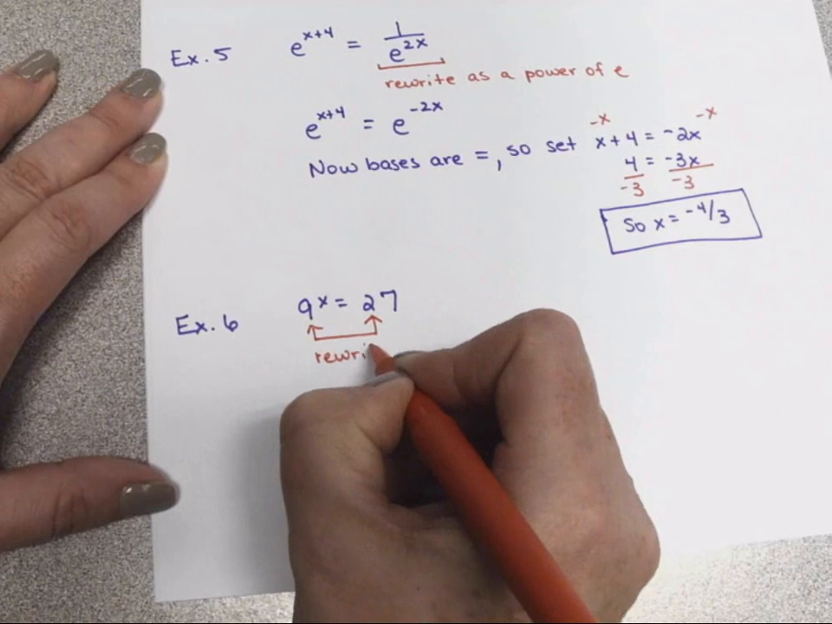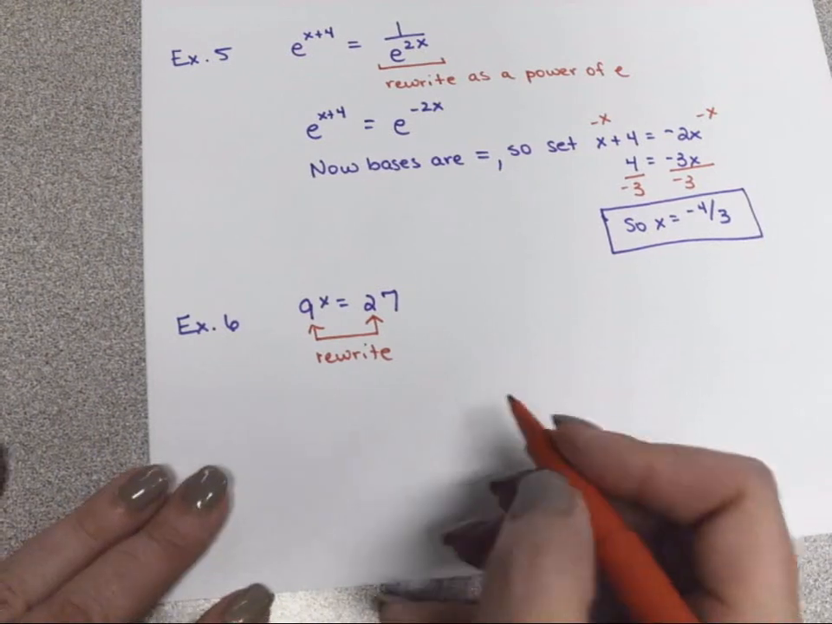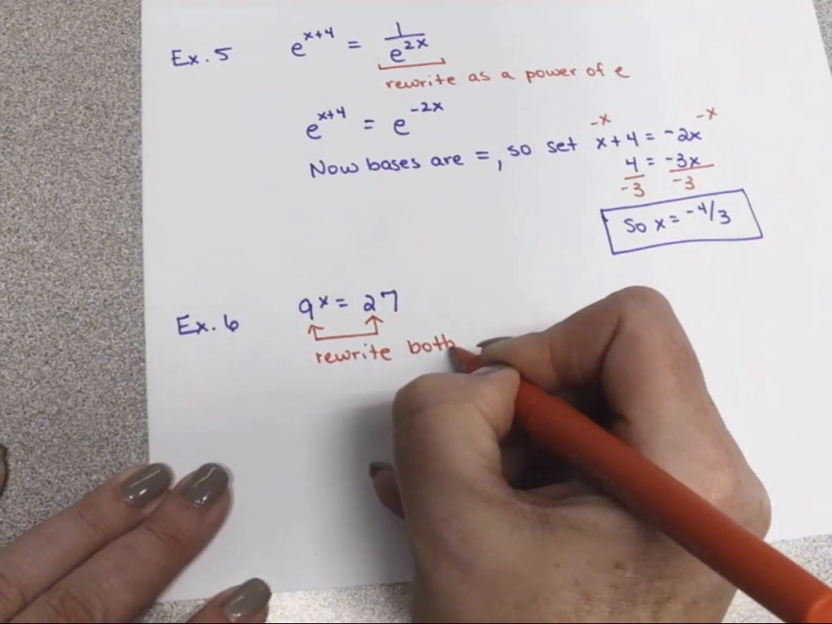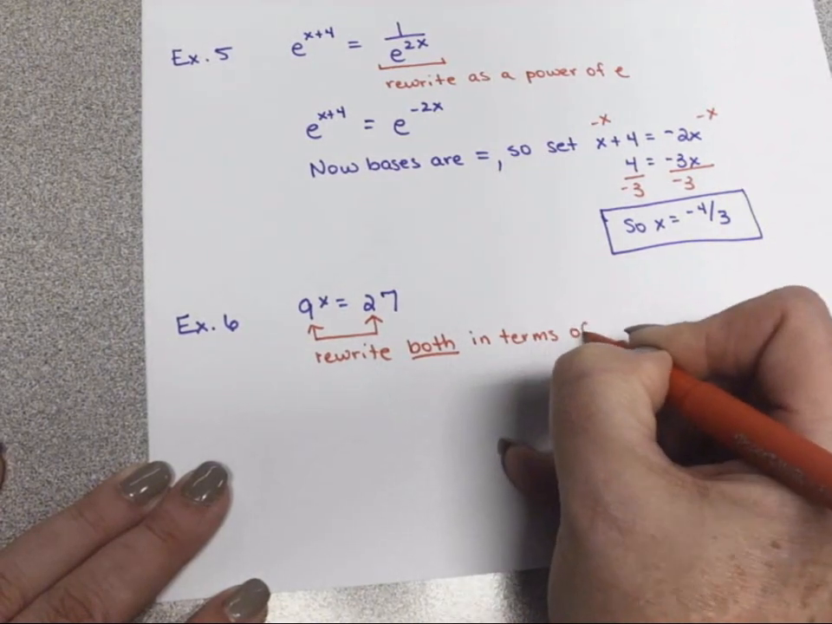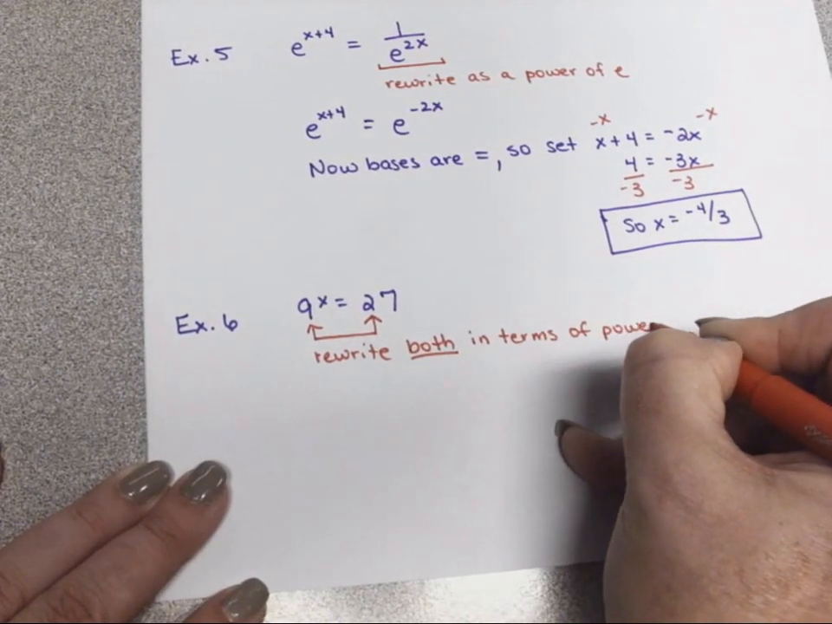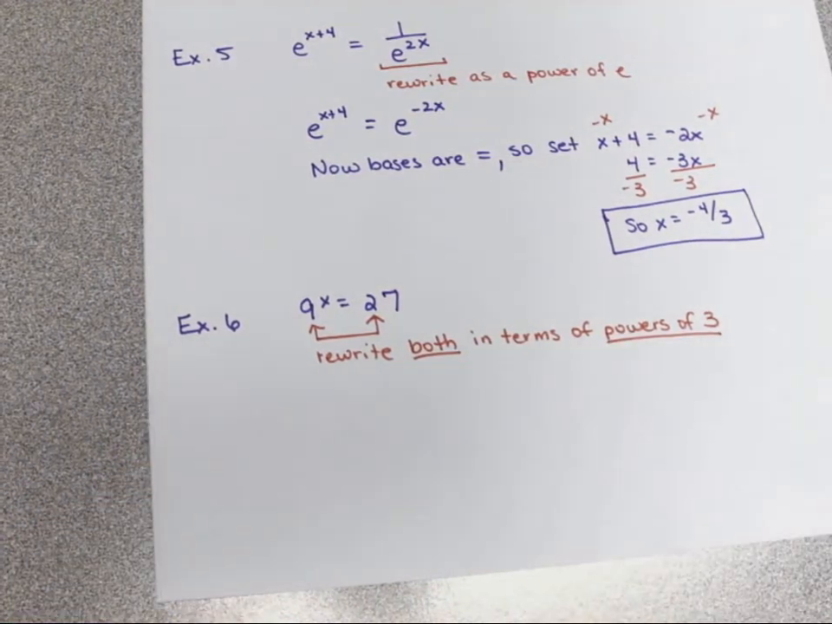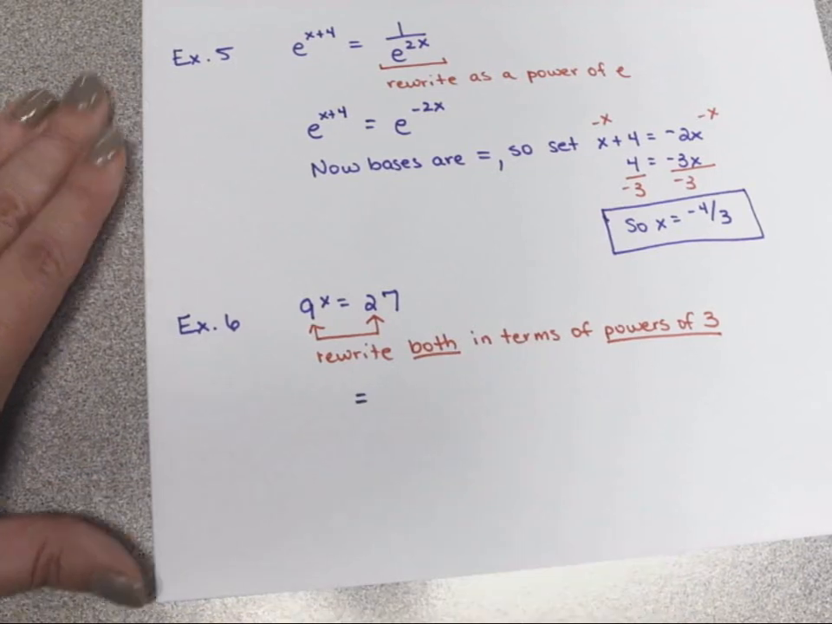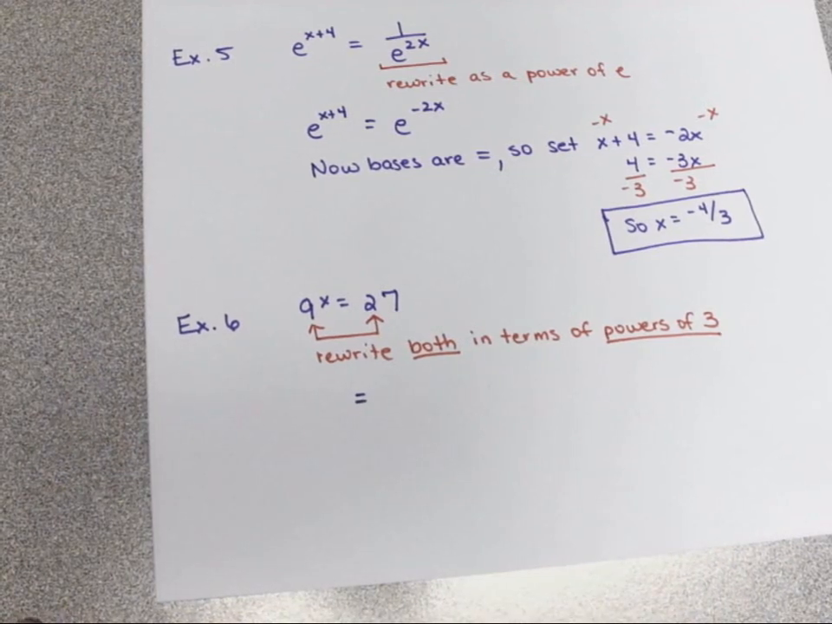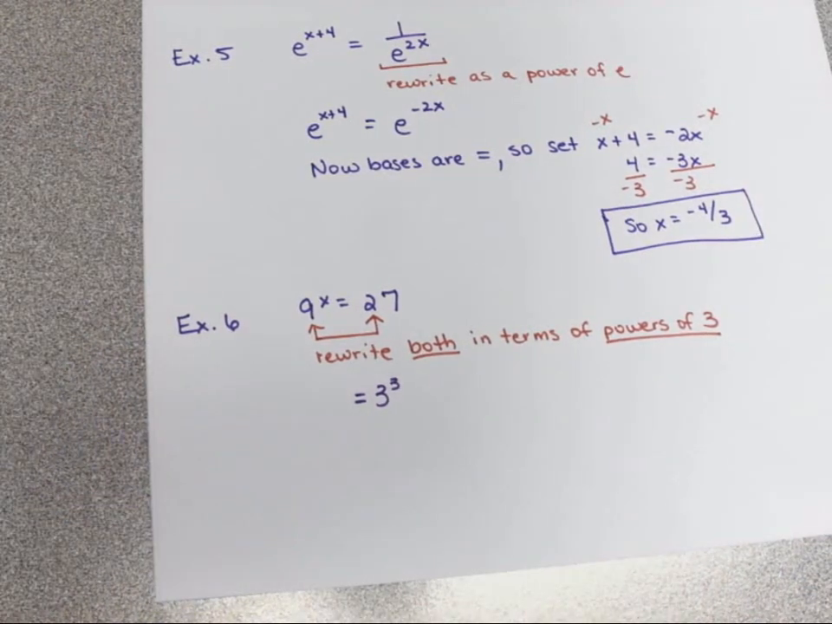So we need to think of a base that would work for both 9 and 27, right? What's a base that would cover both 9 and 27? 3, right? So we need to rewrite both in terms of powers of 3. So I'm going to do the easy side first. I'm going to do 27 first. So what power of 3 is 27? Third, right? So it's 3 to the third power. So I'm going to do that.